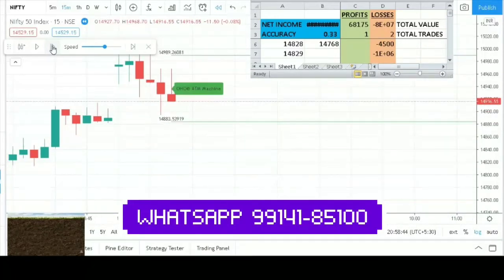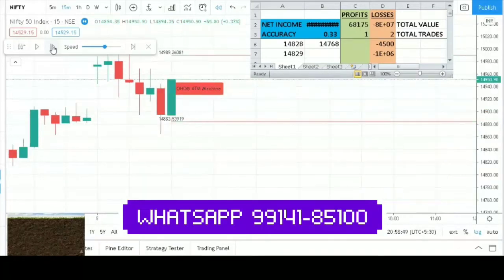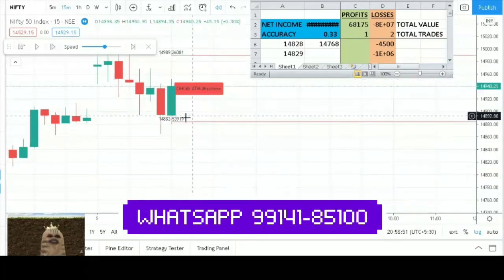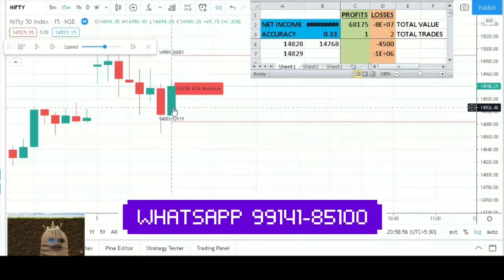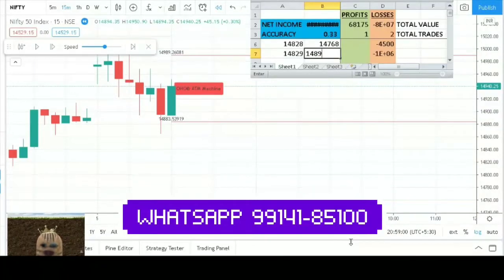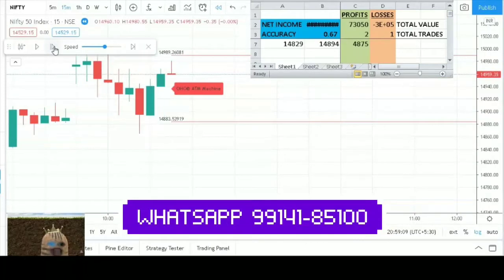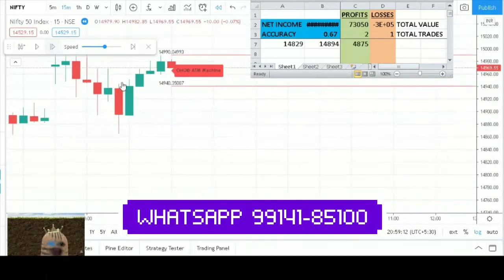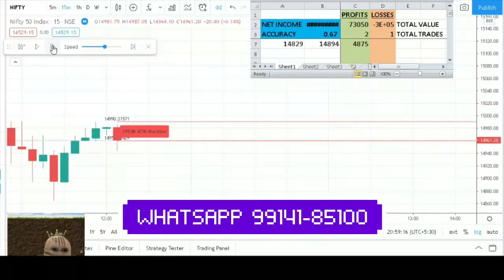Now we are in the green zone. Now inside the machine it's red, not closed outside. The machine is red, friends, so we have to close at its opening, 14894. We exit, and it's a profit making trade. Now next, no trade. We are not trading at this point of time.